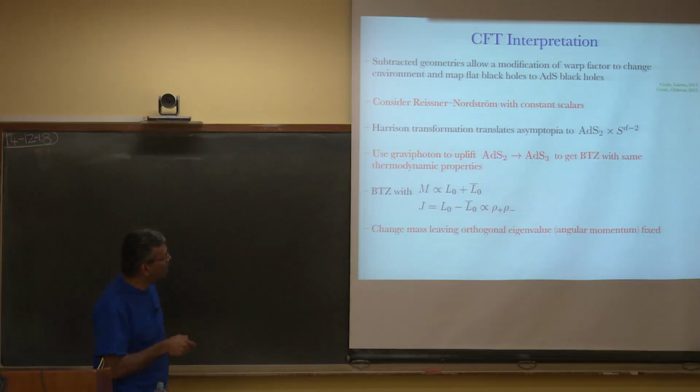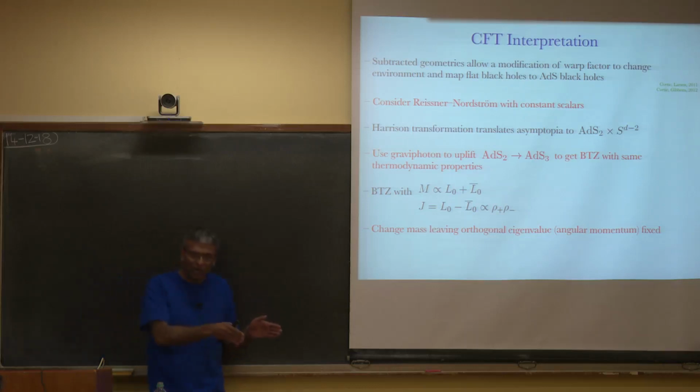So a CFT interpretation, an idea due to Sfetsos and Larsen, and Sfetsos and Gibbons, is the notion of subtracted geometries. What you do, by choosing warp factors judiciously, is take a black hole in asymptotically flat space and translate it to a black hole in asymptotically AdS space with the same thermodynamic properties. It's a different black hole, of course, but the thermodynamic properties remain the same. So by judicious choice of rescaling of things in our metric, we can convert a flat space black hole that we've been studying to a black hole with asymptotia AdS2 cross S^(D-2). This is the so-called Harrison transformation. This works in the case of constant scalars. We haven't been able to do this for non-constant scalars. We fix the scalars to their attractor values, and we employ this Harrison transformation trick to translate our black hole into a different black hole with the same thermodynamic properties in different asymptotia.